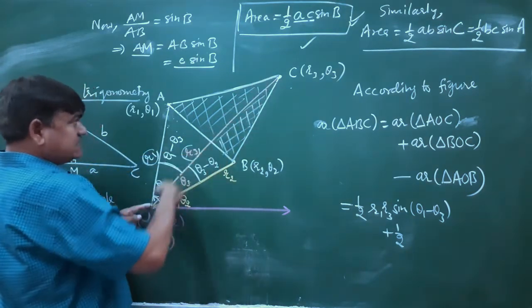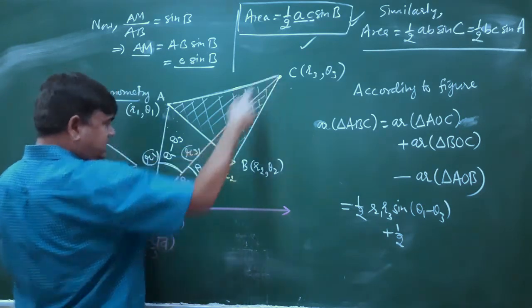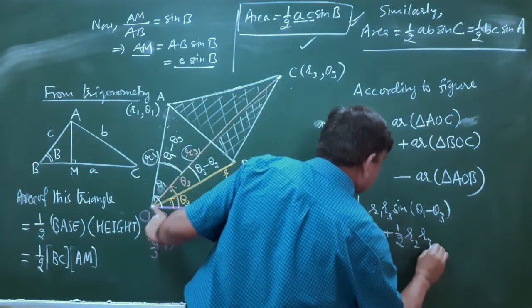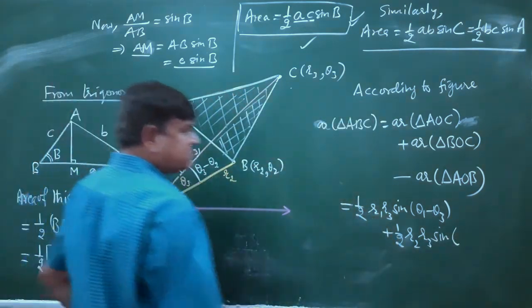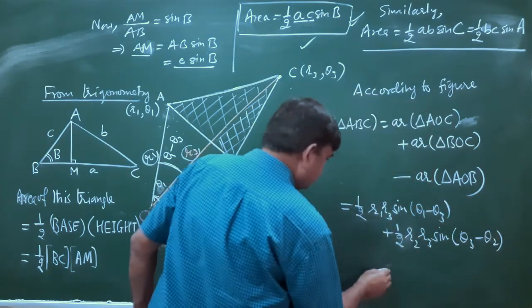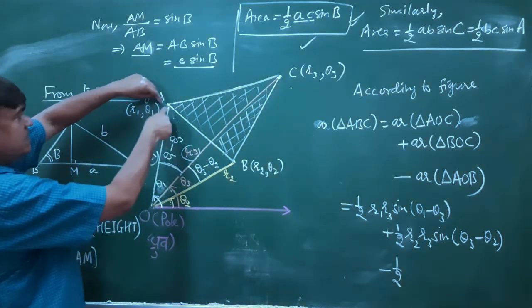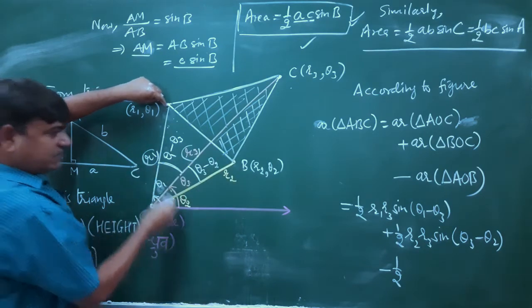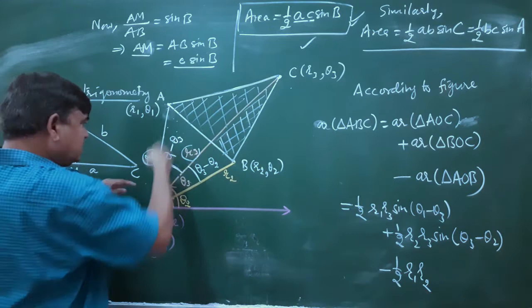BOC. So one side is this one, this one. This is R3, this is R2. So it is R2 R3 sine theta 3 minus theta 2. Theta 3 minus theta 2, minus 1 by 2 area of triangle AOB. AOB, one side is R1, the other side is R2. This is R1, this is R2.